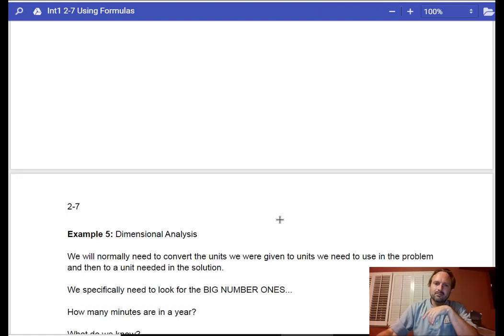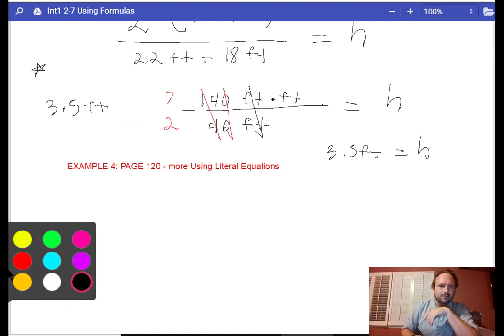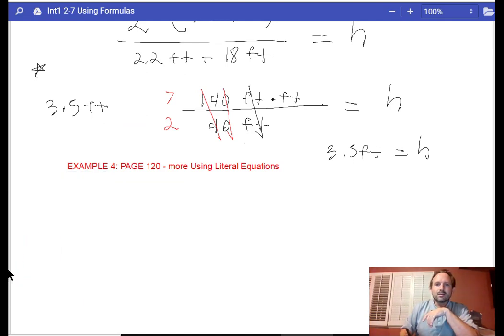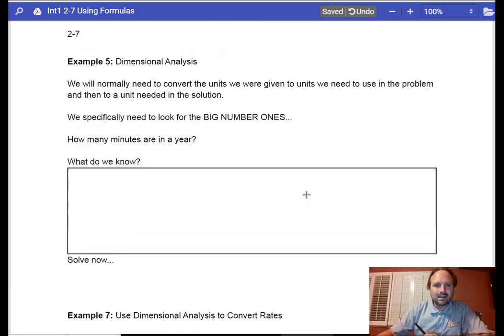What does that mean? Well, if we go back here, we can notice, let's switch to, I don't know, green. Feet divided by feet is 1. So this cancels out. So they cancel out. So, last question. How many minutes are in the air? What do we know?